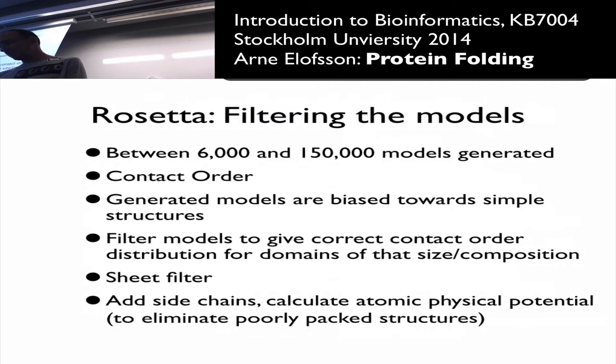So you have some filtering, some specific for sheets, because particular sheets are hard to find. If you find some beta sheets, you take the hydrogen bonds into account. And then after you find the cluster, you can make a more accurate prediction by adding the side chains and building more detailed models.